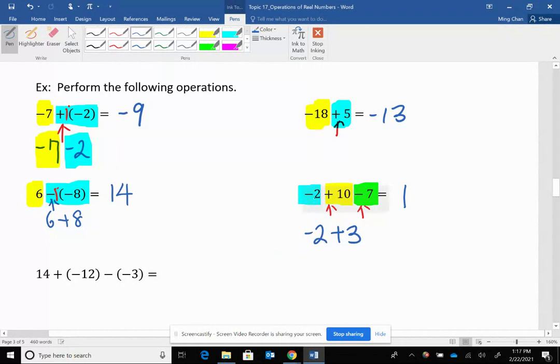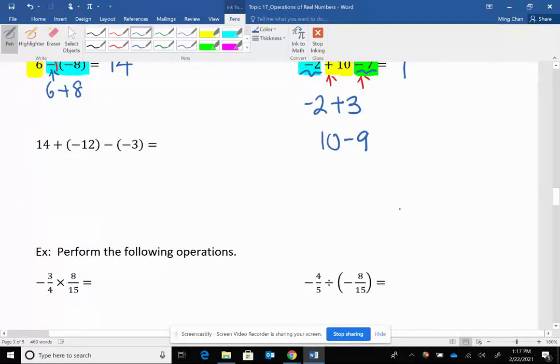Or I can do -2 minus 7 first. Terms with the same sign, we add. So that gave me -9. All right, +10 is still there. So 10 minus 9 is 1. Same thing. Or I can say -2 plus 10 first. Terms with different sign, we subtract. So I get 8. Then 8 minus 7 is also 1. All right. So when you see a problem like this, just make sure every term can only have one sign.